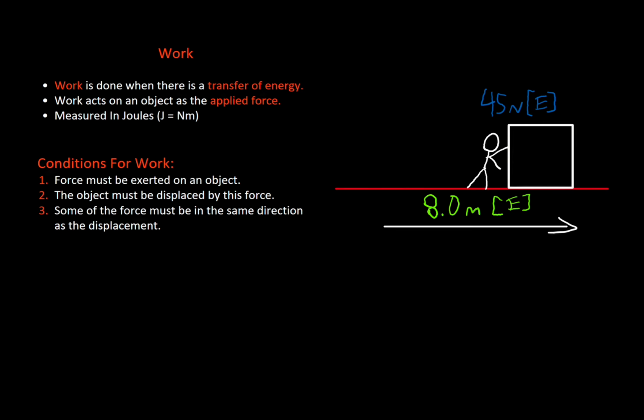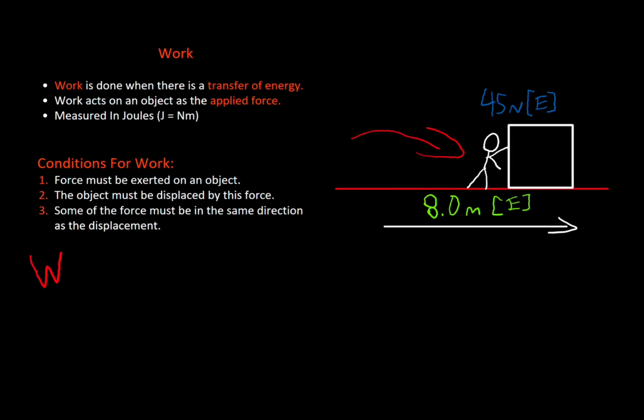The conditions for work are that force must be exerted on an object, the object must be displaced by this force, and some of the force must be in the same direction as the displacement. Taking a look at this diagram over here, where a man is pushing a box with a force of 45 newtons, pushing the box 8 meters east. This is an example of following the conditions for work. As force is being exerted on an object, the object is being displaced because of the force, and the force is in the same direction that the box is moving.